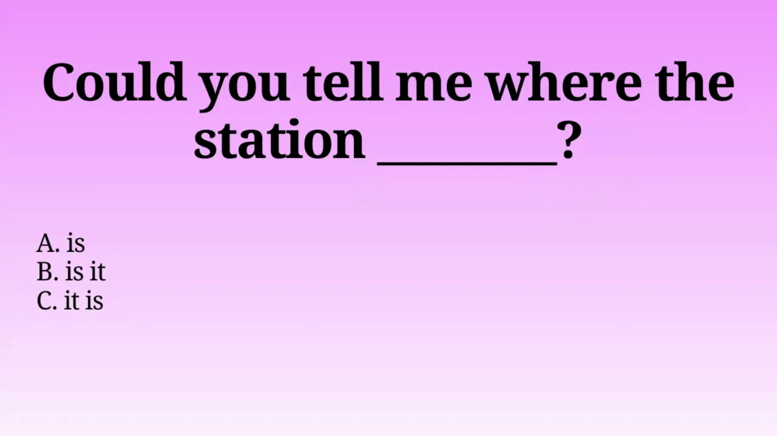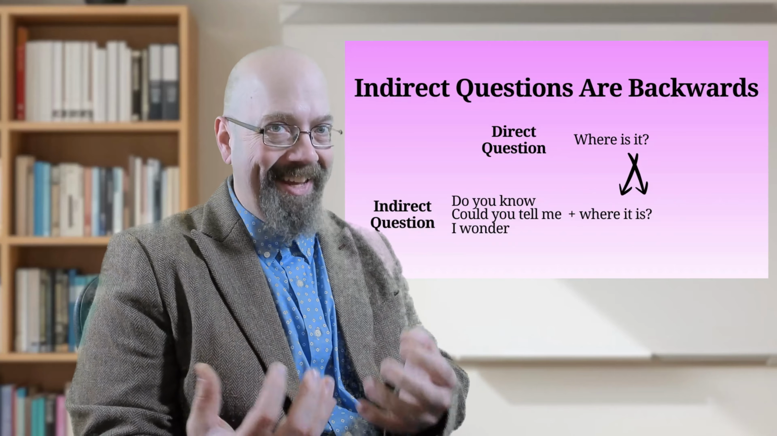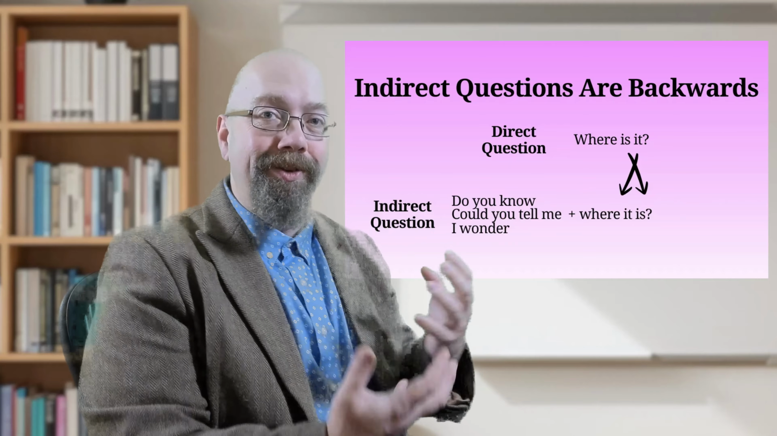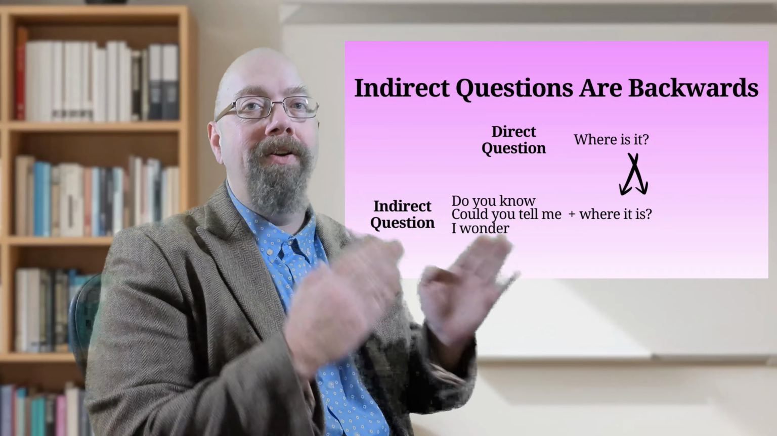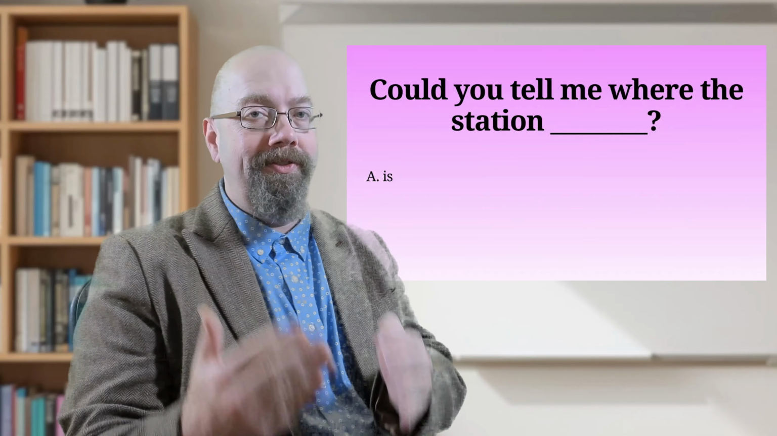The third question is, could you tell me where the station blank? The three possible answers are A, is; B, is it; and C, it is. This is an indirect question. An indirect question uses a stock phrase like, could you tell me? In a question, we will switch the subject and the verb. In an indirect question, we will switch them back. It then goes subject, verb. Where the station, subject, is. Could you tell me where the station is?